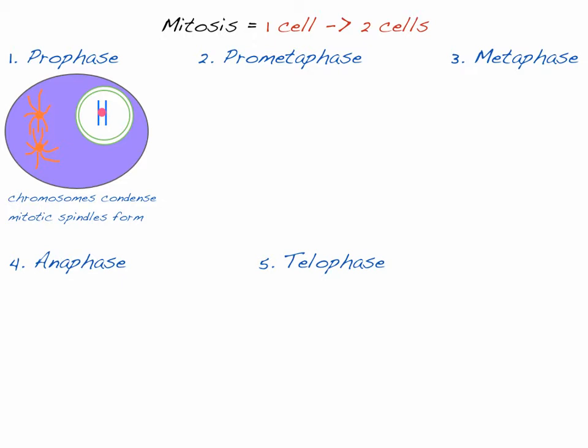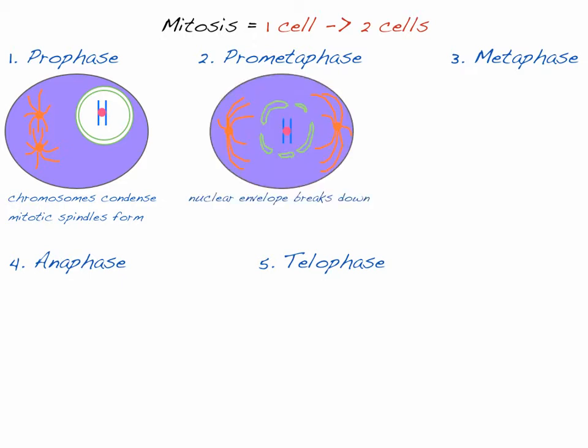Okay, so the centrosomes are moving apart and the microtubules associated with them are moving apart and the mitotic spindles are forming. Then we transition into prometaphase. And in prometaphase, the nuclear envelope is going to break down. And when the nuclear envelope breaks down, it's going to allow those microtubules of the spindle to have access to the kinetochores on the centromere, and those microtubules are going to attach to those kinetochores.